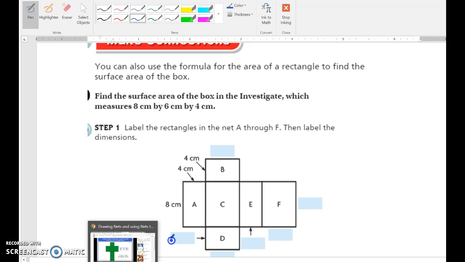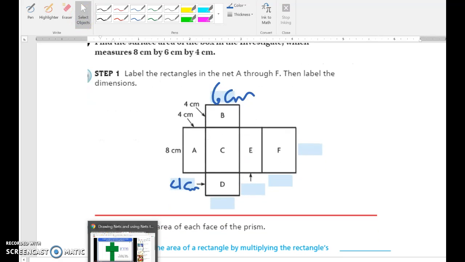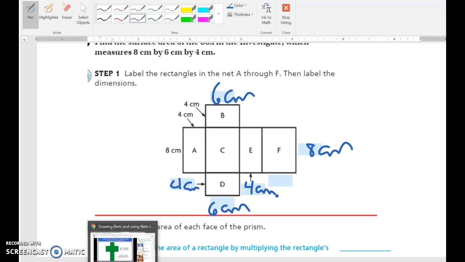So for example, this is 4 centimeters, and this is 6 centimeters, and this is 6 centimeters, and this is 8 centimeters. Okay, and A and E are both 4 by 8, right? Because if they're not congruent opposite sides, then they don't close, right? And then this last one here is F, which is congruent to C, that parallel base. So this is 6 centimeters.